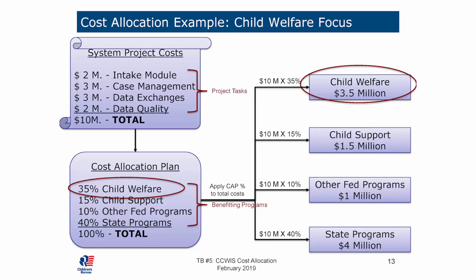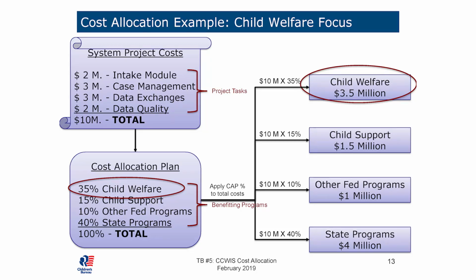As you see on this slide, we start to apply percentages in the overall system's cost allocation plan to the total project cost to determine the share allocated to each program. So for the child welfare category, which can include a number of programs, since the overall system's cost allocation plan allocates 35% to child welfare, we take 35% of the $10 million project cost, which results in $3.5 million of the project cost being allocated to child welfare.